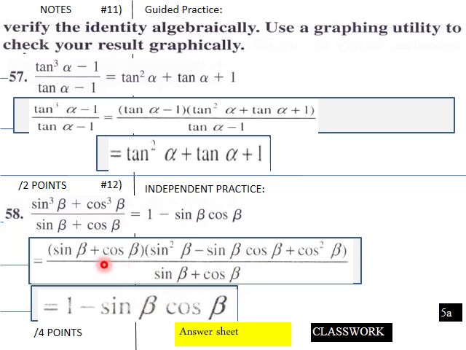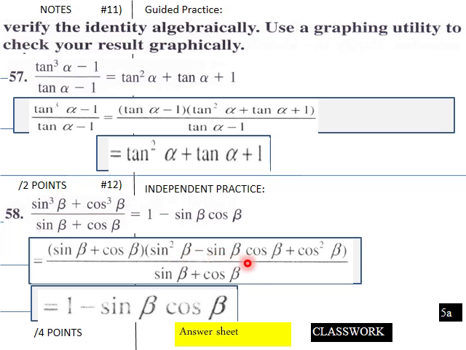See, sine beta plus cosine beta, this would cancel out here. And then sine squared beta minus sine beta cosine beta plus cosine squared beta. There's a Pythagorean identity here, and that equals 1. So it's 1 minus sine beta cosine beta, which would be here.